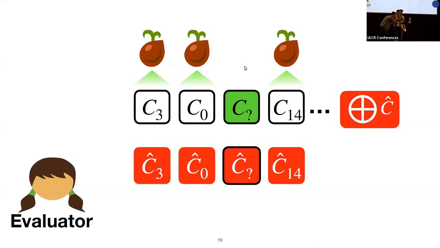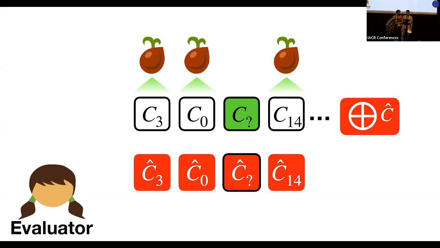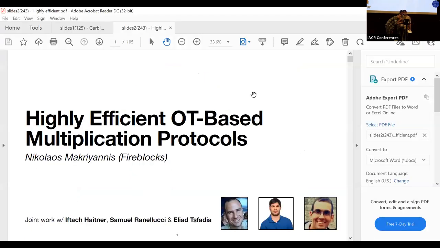Okay, so let me reintroduce again the paper. The paper is Highly Efficient OT-Based Multiplication Protocols. This is a paper from Iftach Haitner, Nikolaos Makriyannis, Samuel Ranellucci, and Eliad Tsfadia. And Nikolaos will give the talk.